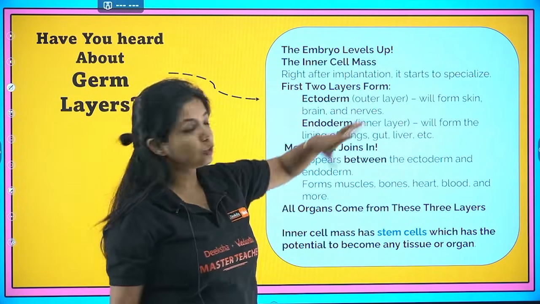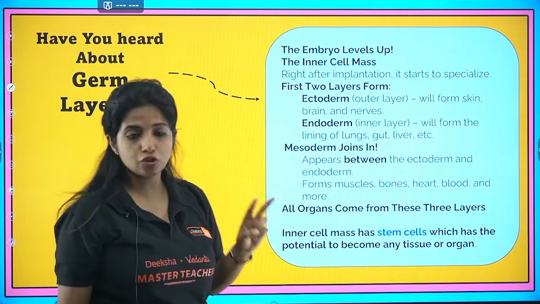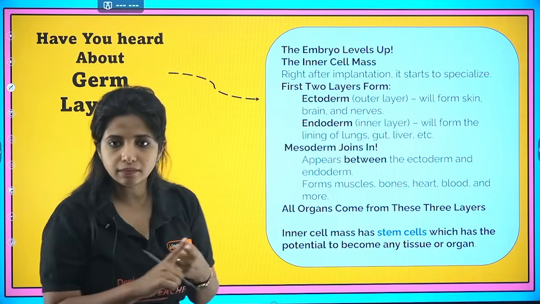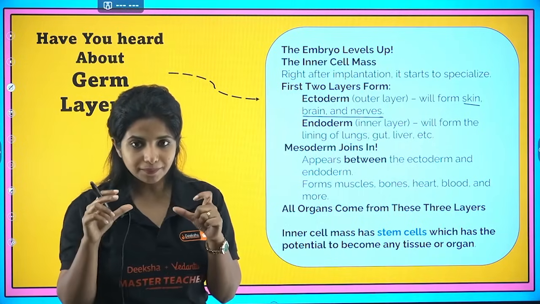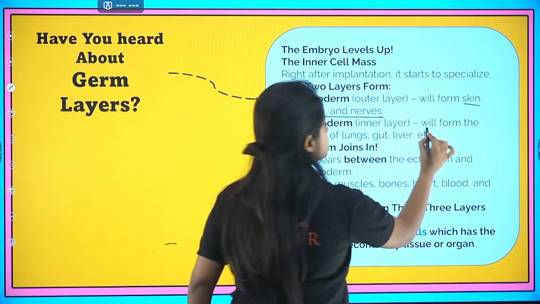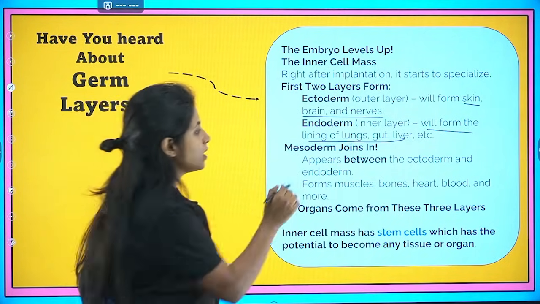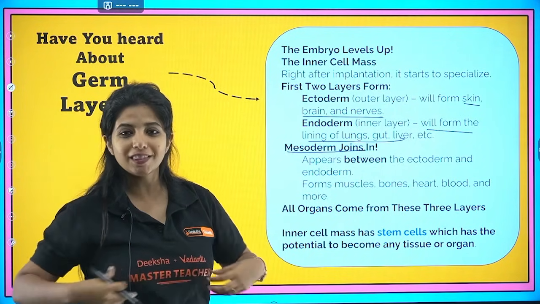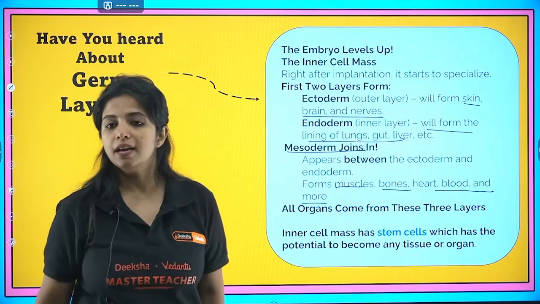So the embryo, the inner cell mass which was there, I told you after implantation forms the first two layers, that is ectoderm and endoderm. Ectoderm is the outer layer, it forms the skin, the brain and the nerves. Endoderm is the innermost layer, it forms the lining of lungs, gut, liver, everything. And something comes in between, and that is known as mesoderm. Mesoderm is the connecting link, forming muscles, bones, heart, blood and everything in the middle.